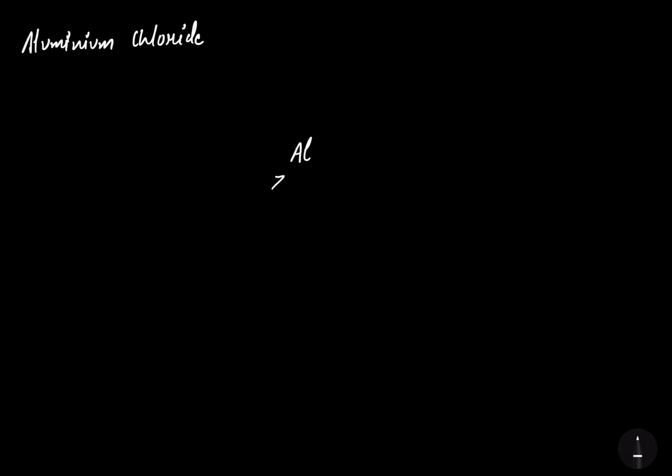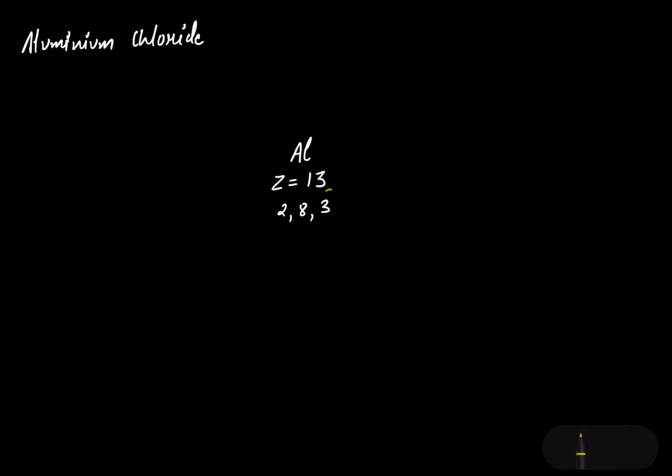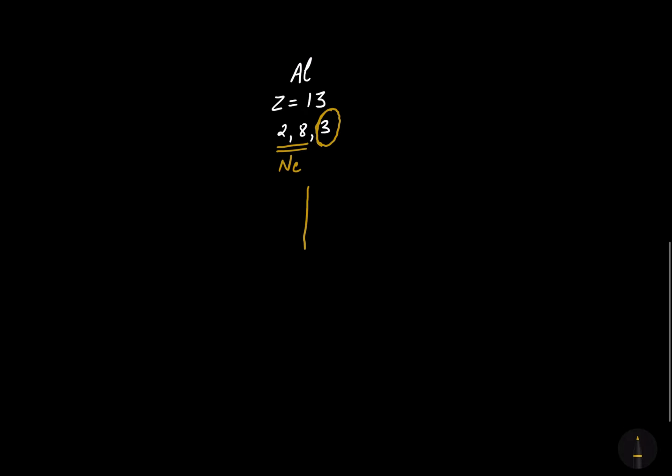What's the atomic number of aluminium? It's 13. So the configuration comes out to be 2, 8, 3. Here, aluminium will lose its 3 electrons from the valence shell to acquire the stable noble gas configuration of the nearest inert gas neon. So aluminium will lose 3 electrons: the first electron, the second electron, and the third electron. And then aluminium will acquire the charge of 3 positive. Now let's talk about chlorine.